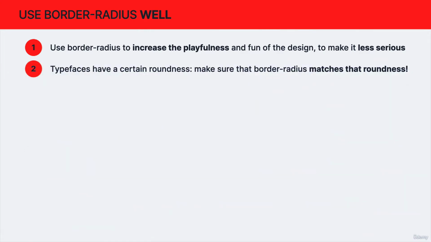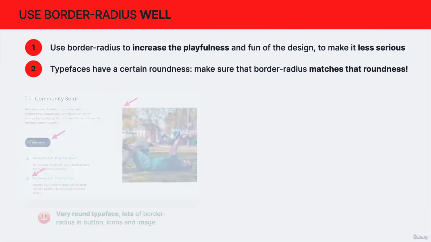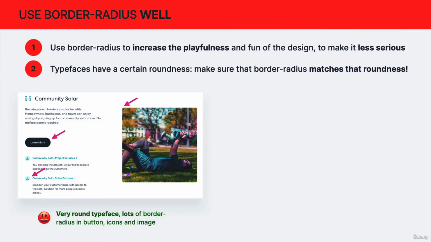Now, in order to actually choose the amount of border radius, a good indicator of that is the typeface. So the typeface that you choose will already have a certain roundness. And so you can kind of make the border radius match that roundness. For example, in this design right here, the typeface is pretty round. And so we have those rounded corners on the image. We have the button also completely round, actually. And then we even have those icons wrapped inside of circles.